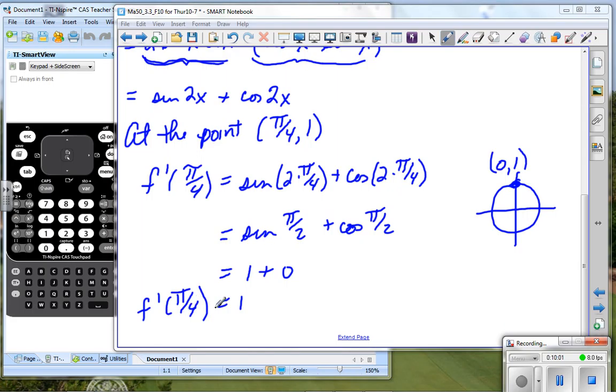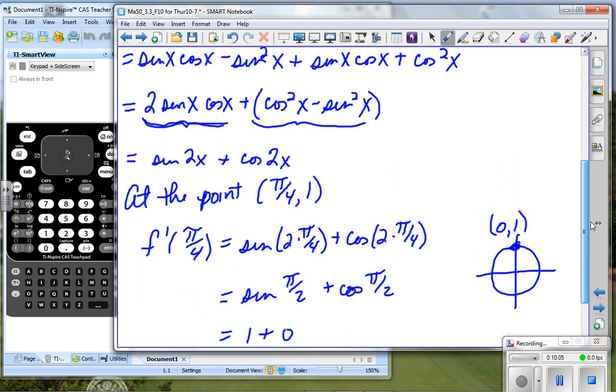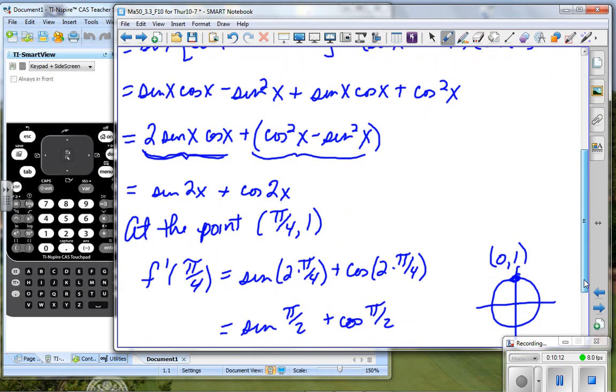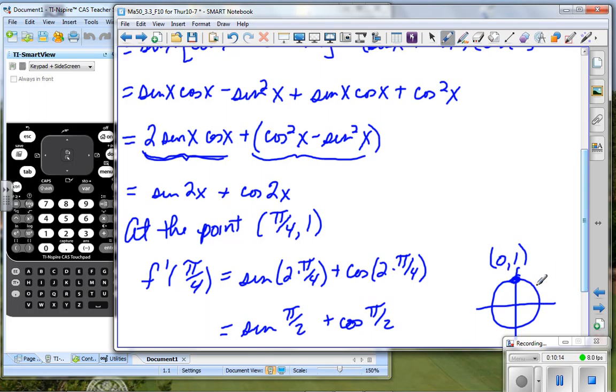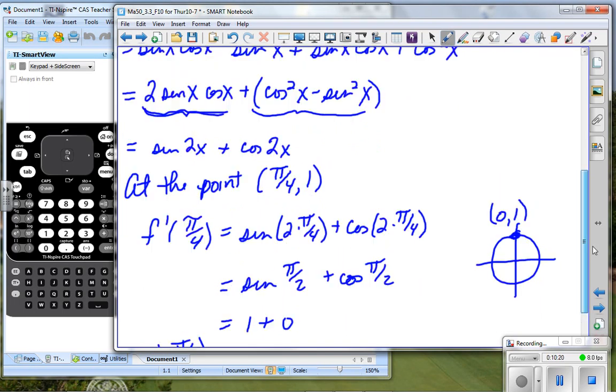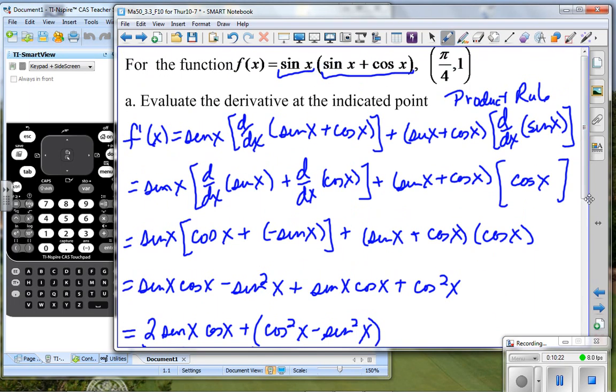Now remember, this is the slope of the tangent of our original function, not of what we see over here on the unit circle, because pi divided by 4 would be at this point. Instead, this is the slope of the tangent on our original curve.